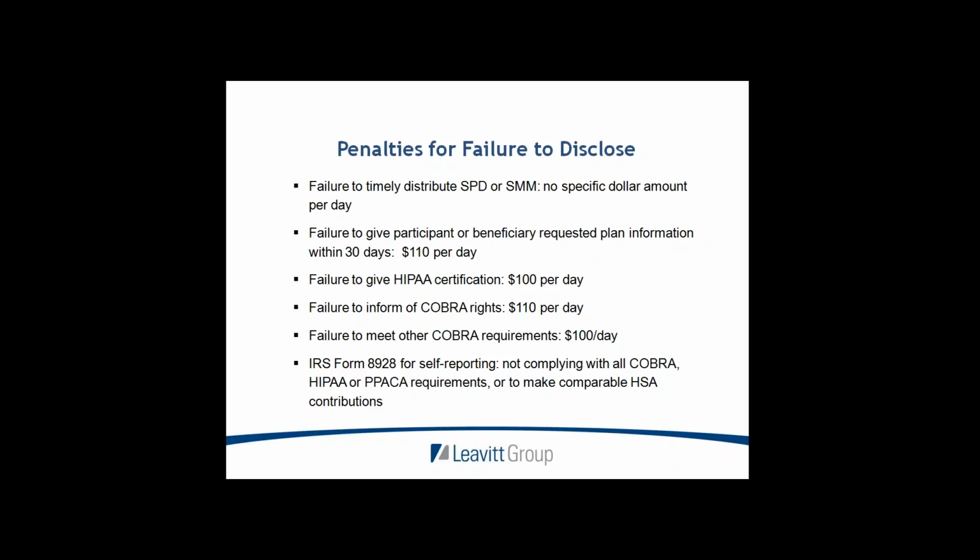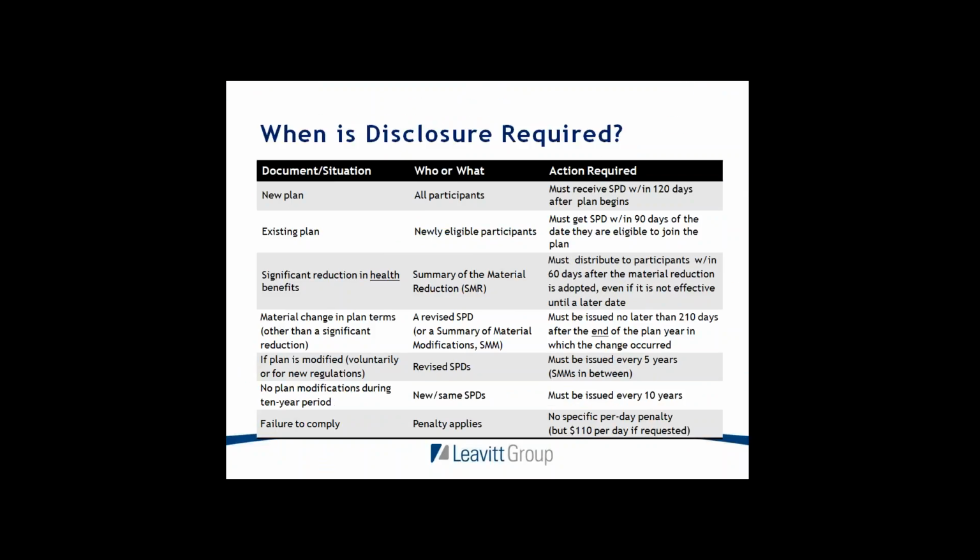There are specific penalties for failure to give a participant or beneficiary the plan information that they want within 30 days if they provide a written request, like the plan document, or failure to give HIPAA certifications, failure to inform of COBRA rights, failure to meet other COBRA requirements, and that's $100 and $110 a day. And there's an IRS form 8928 for self-reporting if you're not complying with COBRA and HIPAA. And so there's a penalty for not using the IRS form 8928, which I think probably most employers are not using, even if they are not in compliance. However, again, the IRS form 8928 would be an issue on an IRS audit rather than a Department of Labor audit.